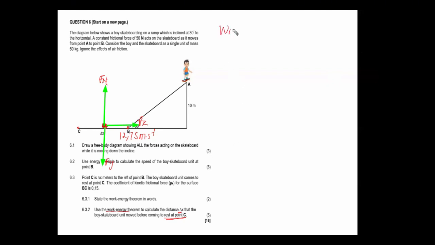Okay, so now we can say W net. So 5.3.2 W net is equals to change in EK. Now, obviously, we do know that the work done by the normal force will be 0 joules, and the work done by the gravitational force will be 0 joules, mainly because these two forces are what? Perpendicular to the displacement. So no work is done by forces that are perpendicular to the displacement, meaning that the W net will only be represented by the work done by Fk, right? So it is the only force that will be doing work on this particular unit here, the boy skateboard unit, right?